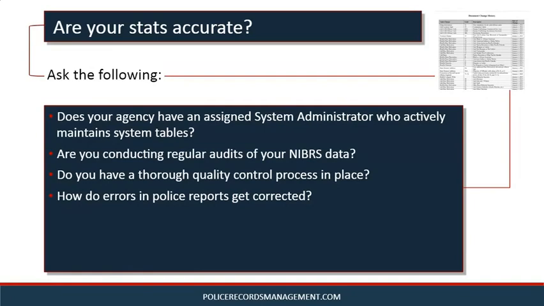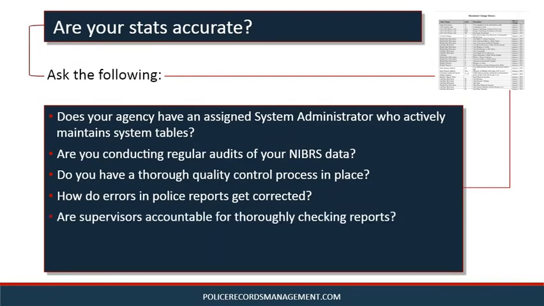And we have to do so transparently. We have to do so by policy. We have to have an approval process and protocols in place, a process that shows, as it relates to us in law enforcement, these are the things that records personnel can fix. These are the things that must get kicked back to an officer, that can only be fixed by the authoring police officer, right? It's very important to have that in place. Next question asked is, are your supervisors held accountable for thoroughly checking reports?